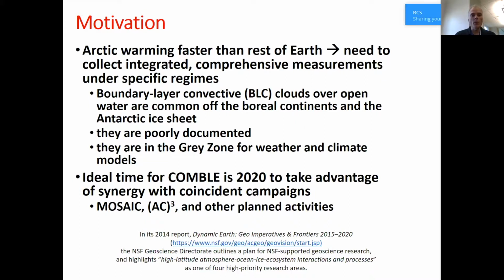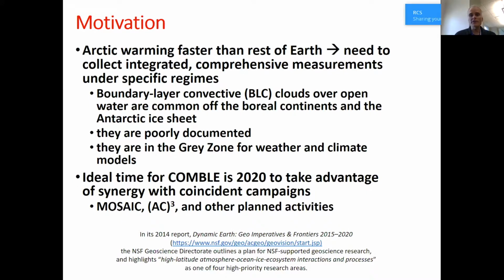Especially those over the open ocean, where they're quite common, say, off the boreal continents and also off the Antarctic ice sheet. The depth, size, and linear or cellular organization of boundary layer convection is highly dependent on synoptic conditions, in particular things like the wind speed, temperature, and stability, and also possibly on the number of aerosols. So we need to make measurements of these properties and also under the conditions they occur, because they're quite poorly documented. And they're also in this gray zone for weather and climate models.